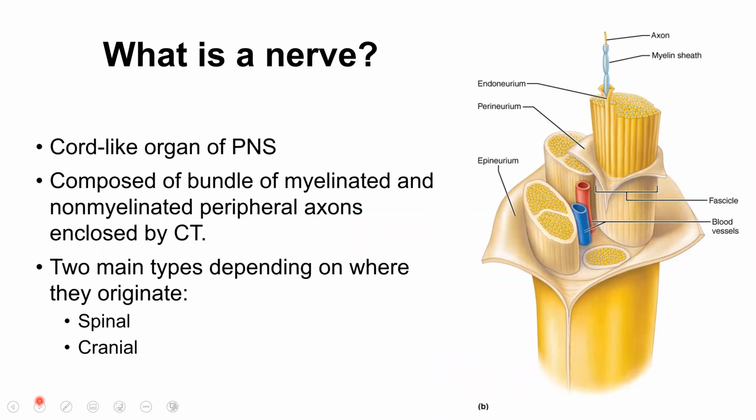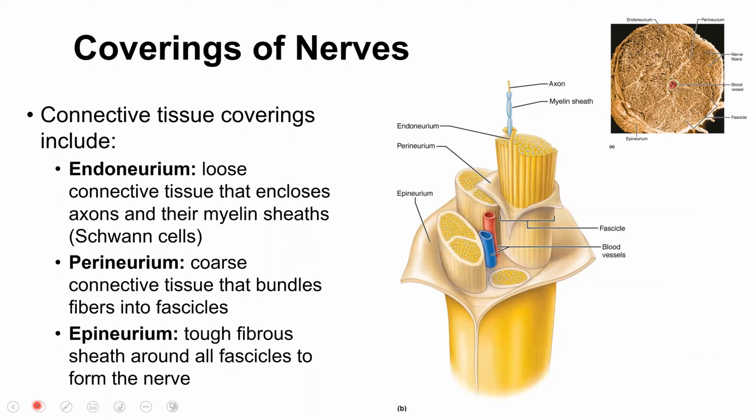So let's first talk about what a nerve is. A nerve is a cord-like organ of the peripheral nervous system that is composed of bundles of myelinated and non-myelinated peripheral axons, which are also enclosed by connective tissue. And we have 2 main types of nerves depending on where those nerves are originating. So we have cranial nerves and we also have spinal nerves. And we're going to talk in more detail about each of these things. But let's first focus on the coverings that are associated with nerves.